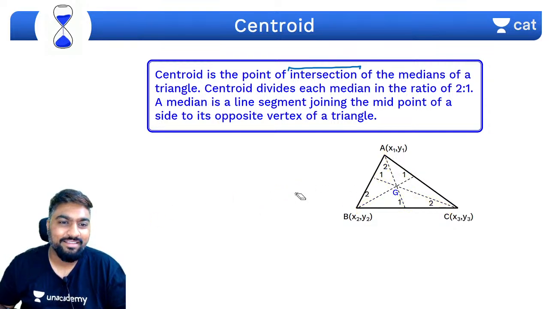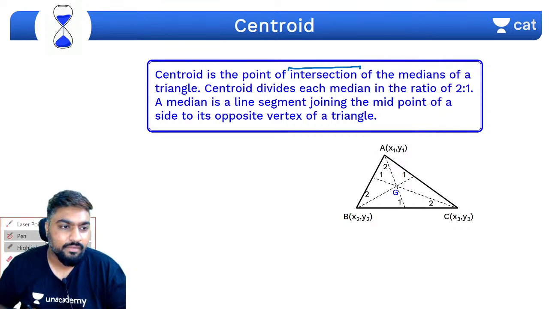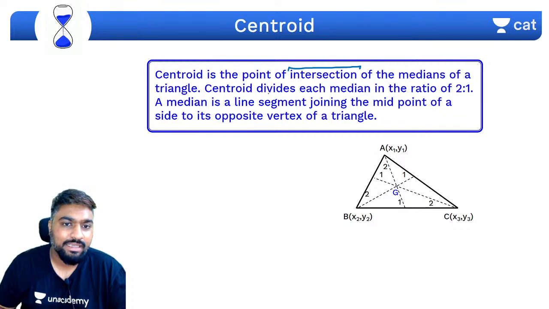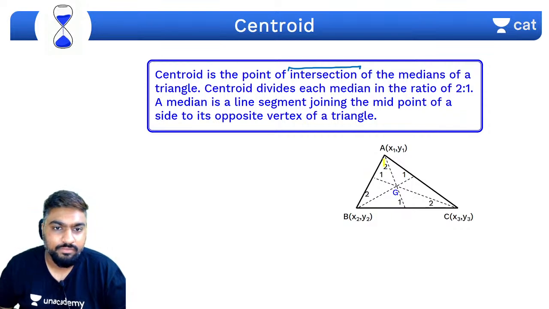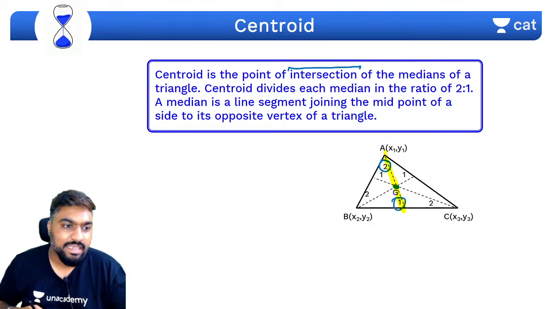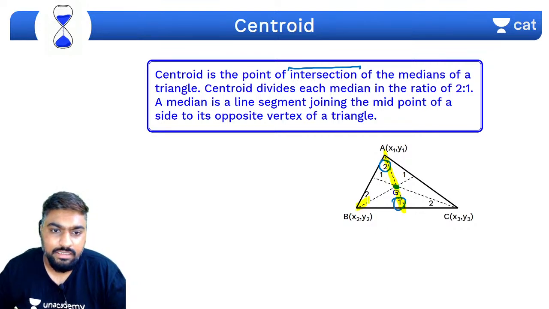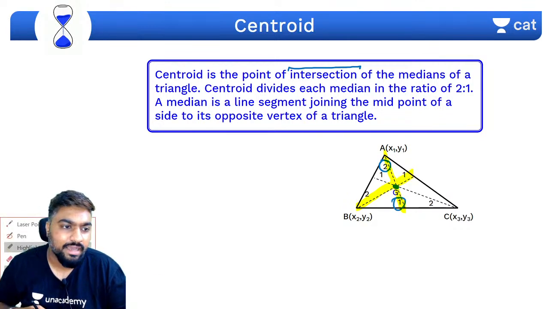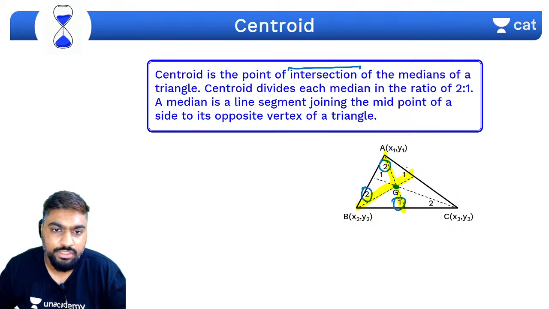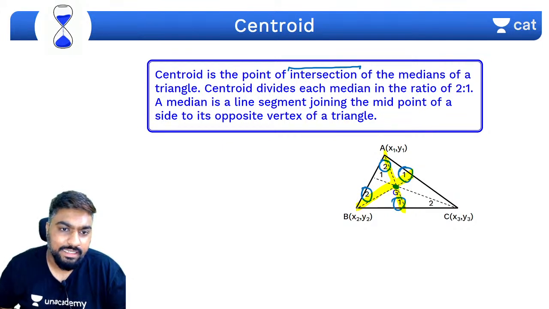Okay, with that being said, let's go ahead and talk about its properties. What a centroid does is it divides the median in the ratio 2:1. So if you take this median for example, this point centroid, the centroid divides this line in what ratio? 2:1. Same way if you consider the other median, let's say this one, this point centroid, it divides your median in the ratio what? 2:1. Two parts near the vertex, one part near the opposite side.